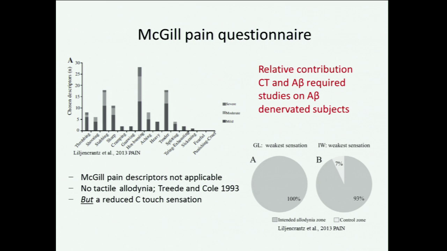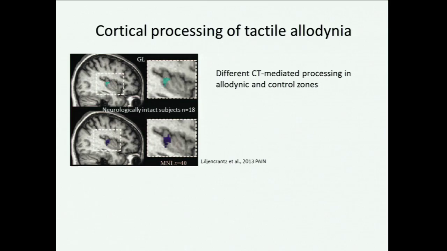So we asked them to say which is weakest in a forced choice situation. Was the brushing on the control zone weakest, or was the brushing on the capsaicin zone weakest? And they all said that the weakest sensation was from the intended allodynic zone. So there seems to be some alteration of the C-tactile processing in the experimental allodynic area.